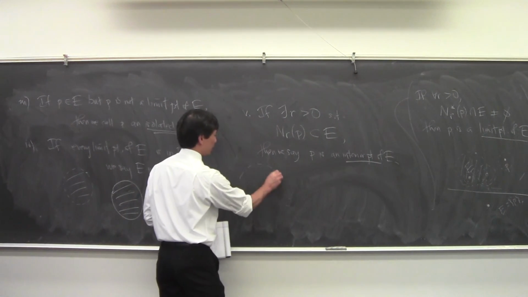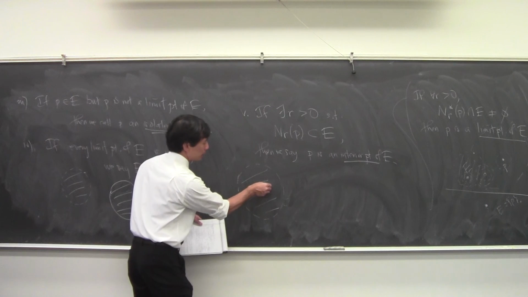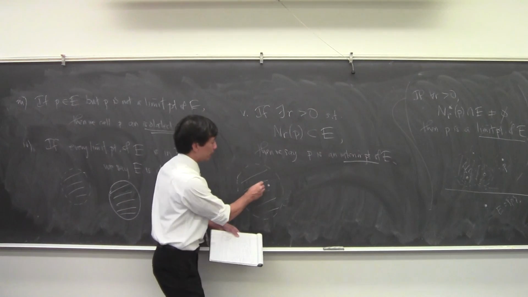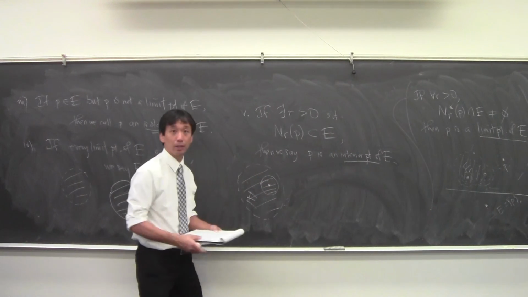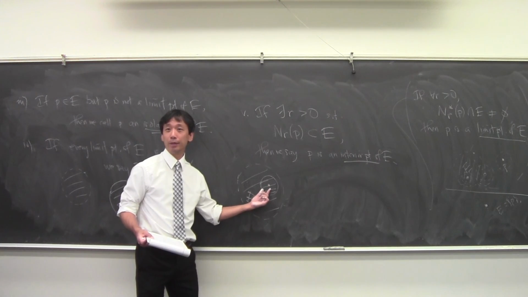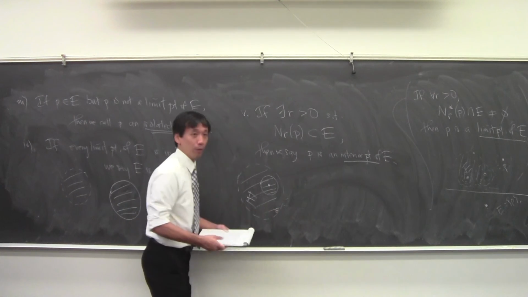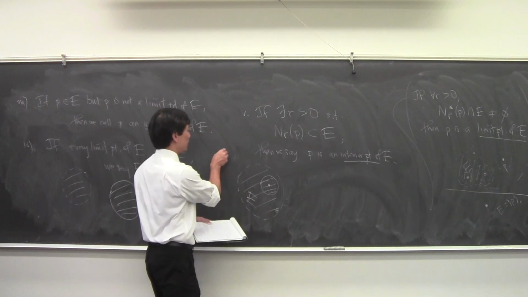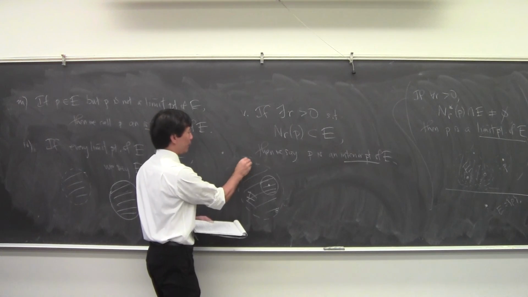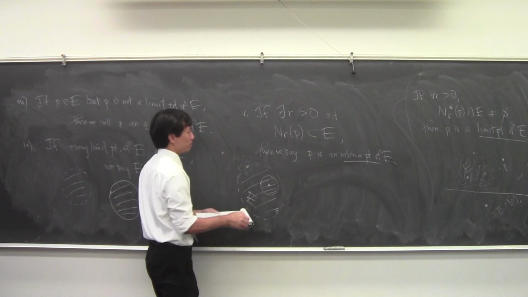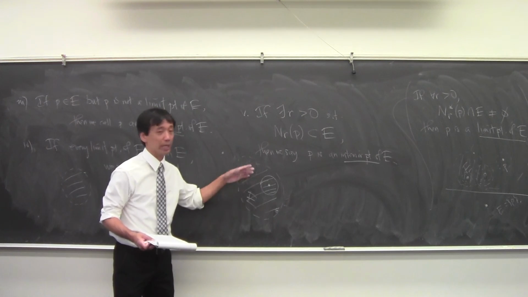Again, let's go to this open disk here. This guy here, there is some radius such that this neighborhood lies inside of E. So this point is interior. This guy's interior, this guy also interior. I can find some radius where the whole disk lies inside of the set. This guy's not interior, and this guy is also not interior, because I can't find a radius that works. No matter how small a radius I choose, I can't find a neighborhood that's entirely contained inside the set. So it's not interior to the set.